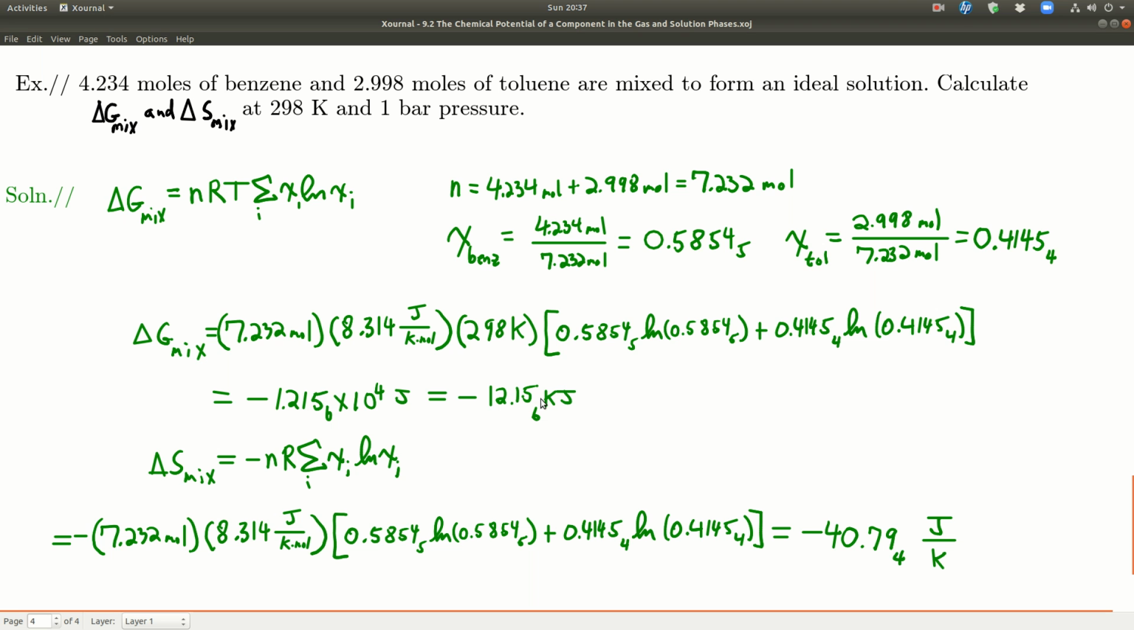So now plugging into our delta G mixing equation, check my math, but I believe we get negative 12.15 kilojoules. Likewise for delta S of mixing, negative NR, sum over I of chi sub I ln chi sub I. Plugging those numbers in, we get negative 40.794 joules per Kelvin. So what that tells us, because delta G is negative, is that it's a spontaneous process, and that makes sense. Mixing is always going to be a spontaneous process for an ideal solution, and the entropy decreases, excuse me.